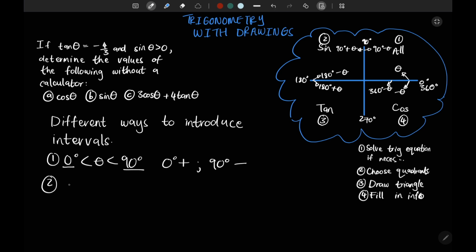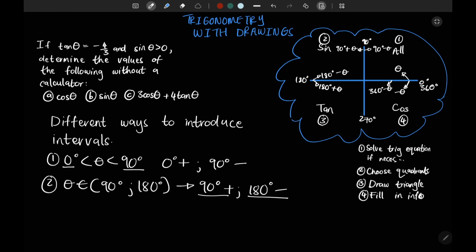They might also say theta is an element of 90 degrees and 180 degrees. What this means is that you can just write this as 90 degrees plus and 180 degrees minus. So when you go to your case diagram, you look for 90 plus, there's 90 plus, your cofunction. Can you see? 180 degrees minus, where's 180 degrees minus? There's your 180 degrees minus. 90 plus is a cofunction, 180 degrees minus is a reduction. So can you see that this one's also easy?